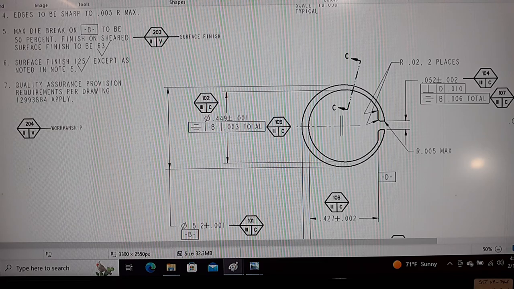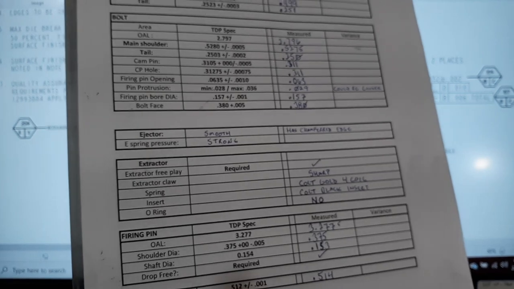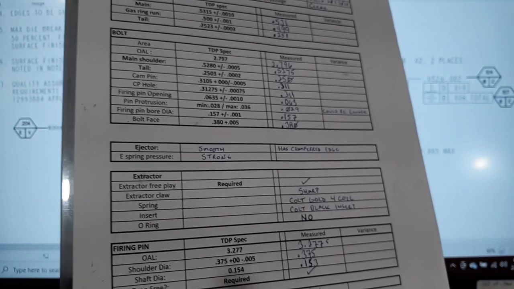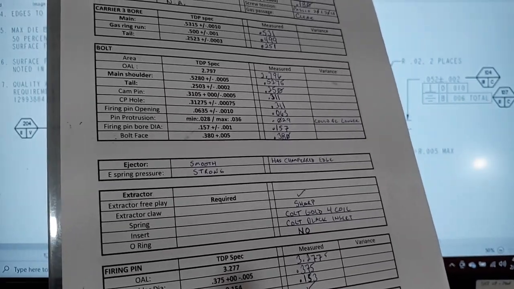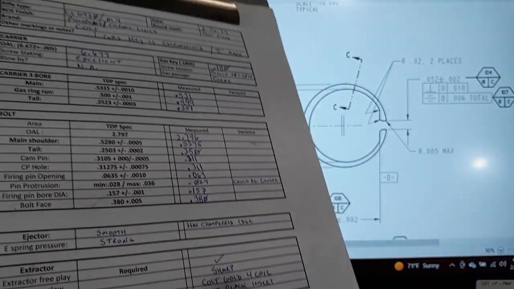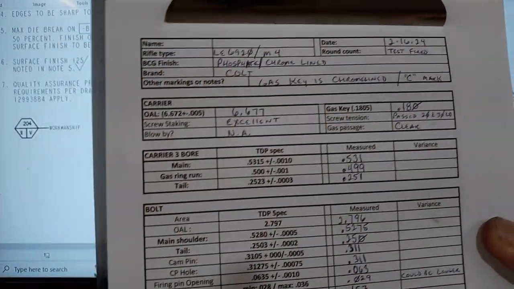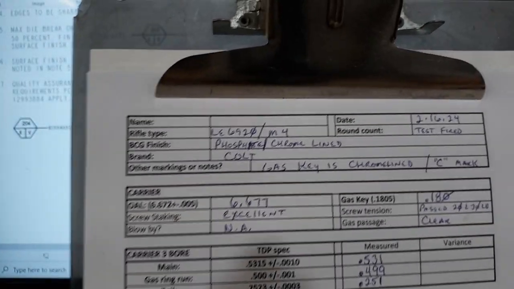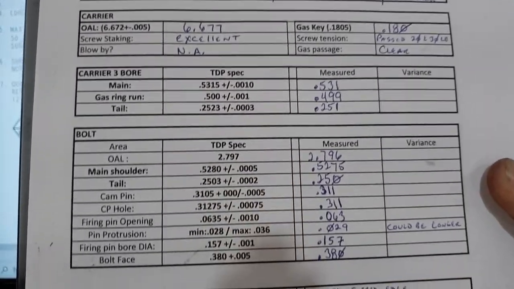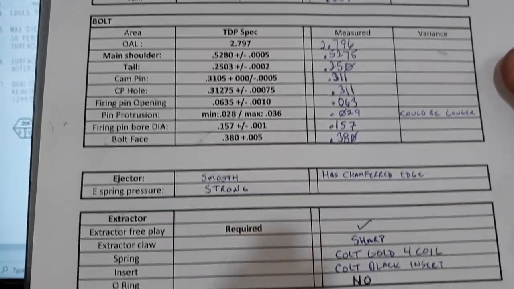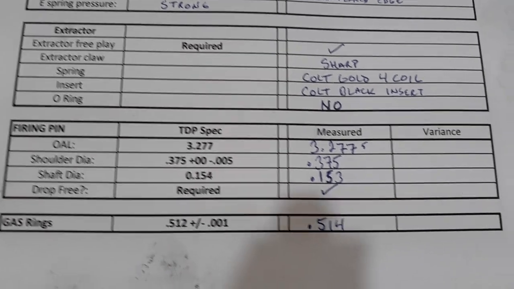In the Colt, they were a little large when I measured it out. As you can see right here, 0.512 plus or minus 0.001. My measured out is 0.514. So as you can see, all the TDPs right here, and I'll scoot around where I can actually see it, they were all pretty damn close to what it should be to TDP specs. And that is important. And I'll talk about it in the summary video.